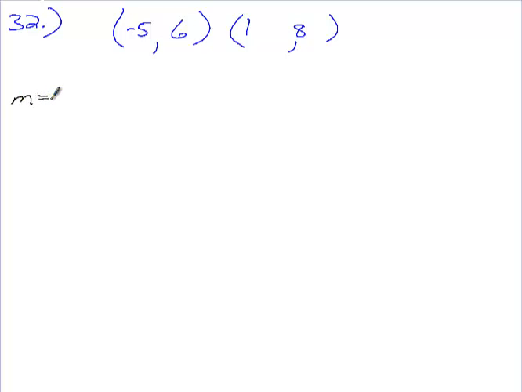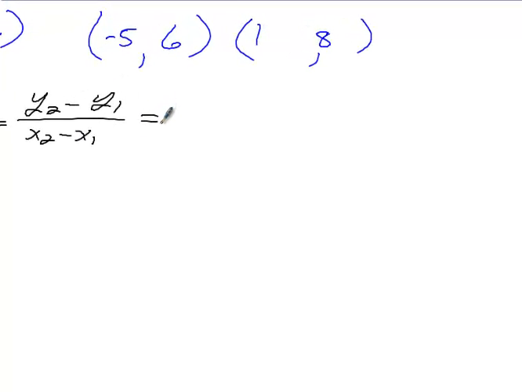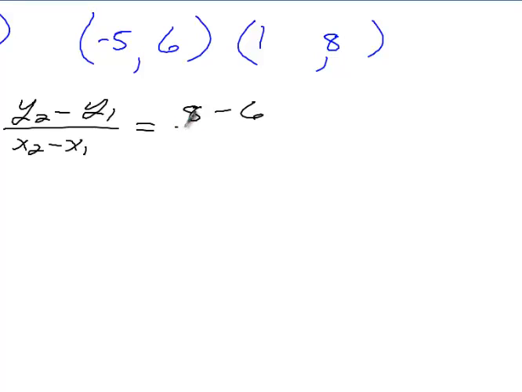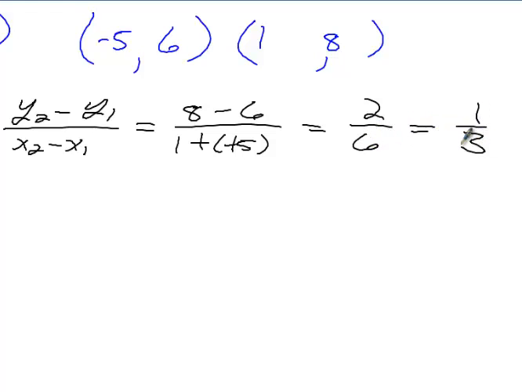What's little m stand for? Slope. And what's slope formula? Everybody okay with that? So I get 8 minus 6 over 1 minus a negative 5. Double negative goes positive. 8 minus 6 is 2. All over 1 plus 5, which is 6. This reduces to 1 over 3. Everybody good so far? Yes? No? Maybe? Any questions on little m? Everybody remember doing all this from last year?